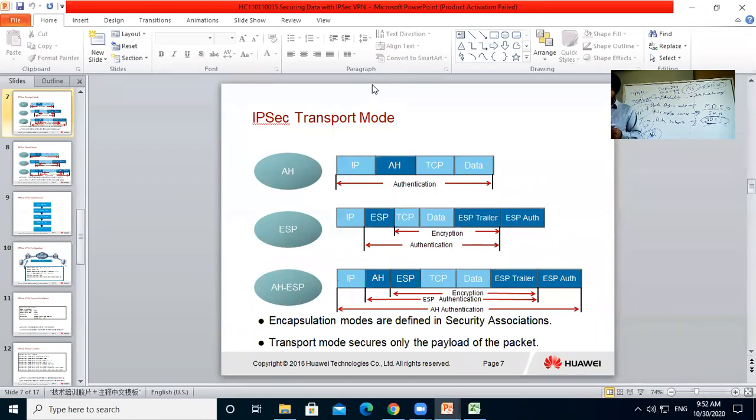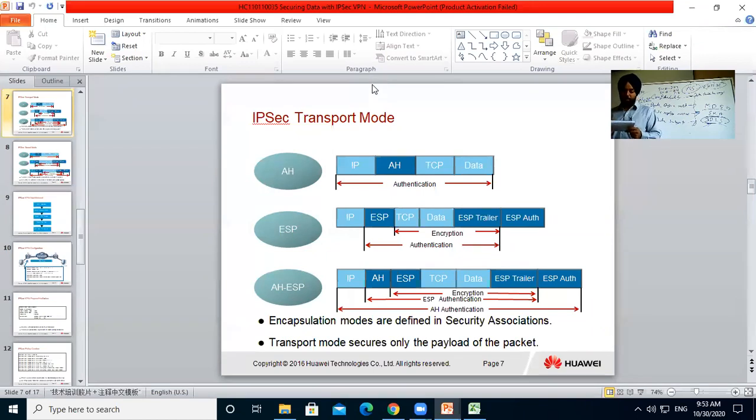Basically, in transport mode, the protocol provides protection primarily for upper layers. So in the case of AH and ESP, the header is inserted between the IP header and the transport layer protocol. In the given diagram, AH is more secure as compared to ESP. Why? Because AH provides an encryption technique to all the fields, as shown in the given diagram.